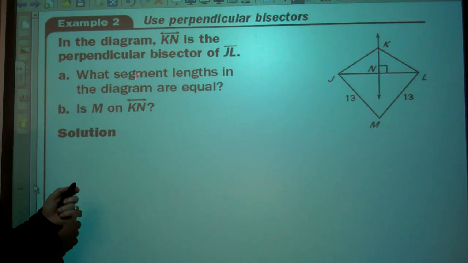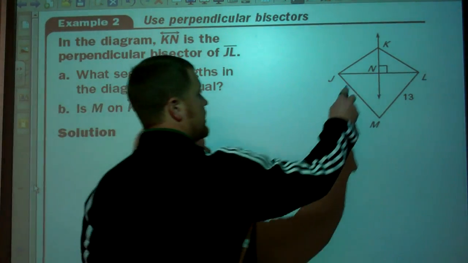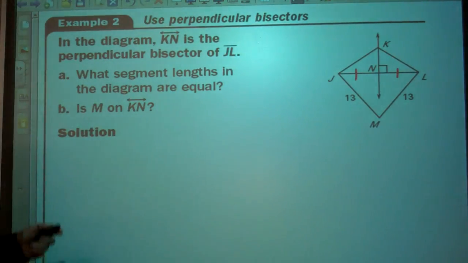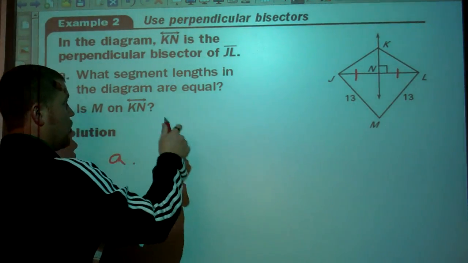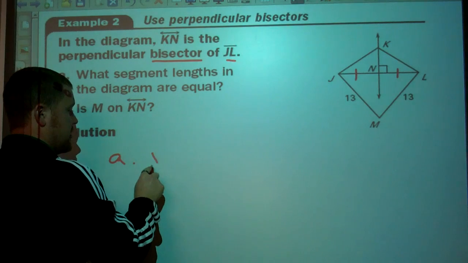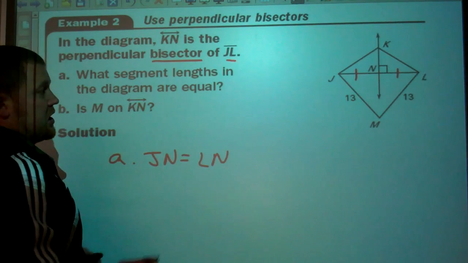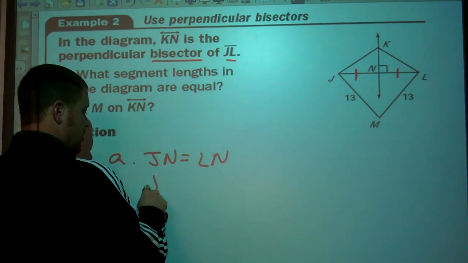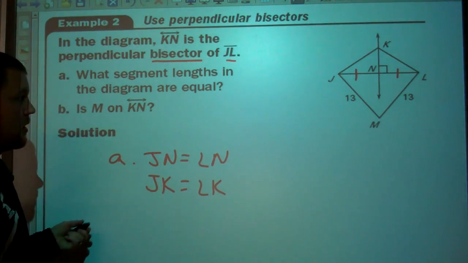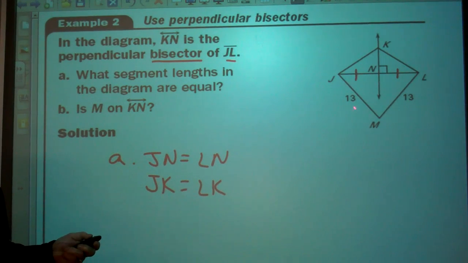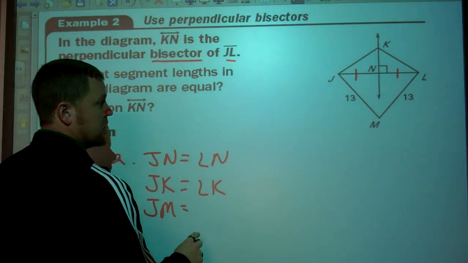Now, in this problem, the diagram shows line KN is the perpendicular bisector of segment JL. So these segments are congruent here. Part A: what segment lengths in the diagram are equal? Because it's the bisector of segment JL, we know that length JN equals length LN. Because point K is on the perpendicular bisector, we know length JK equals length LK. And lastly, because of the measurements we have in our diagram, we know that length JM equals length LM.